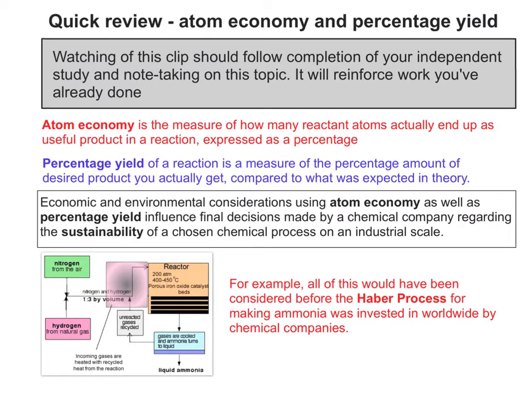So economic and environmental considerations using both atom economy and percentage yield will influence final decisions made by chemical companies regarding the sustainability of a chosen chemical process. Because it costs money to scale these things up to industrial scale and commercial levels, an example might be the Haber process, we might have come across this at GCSE. All of this would have been considered well before the Haber process for making ammonia was invested in worldwide by chemical companies.